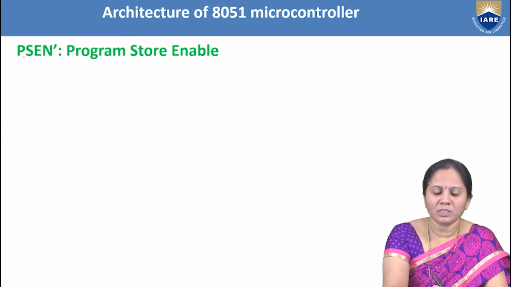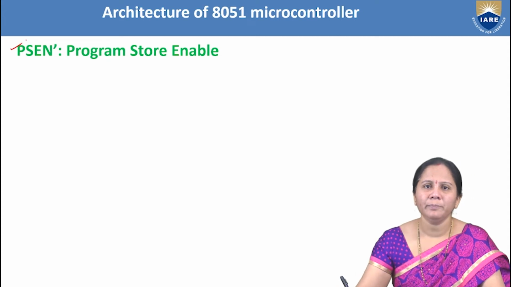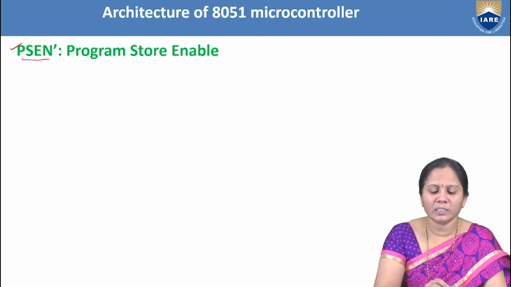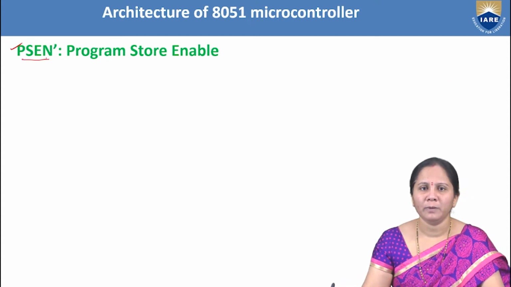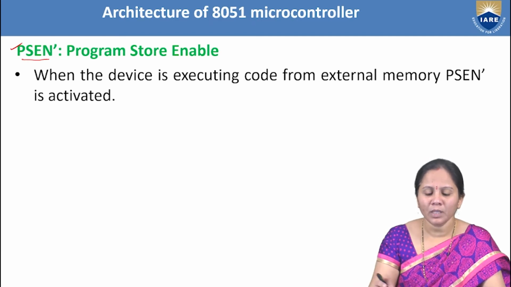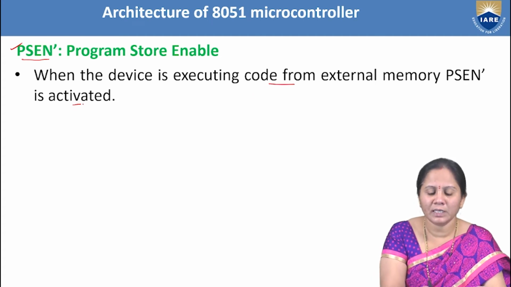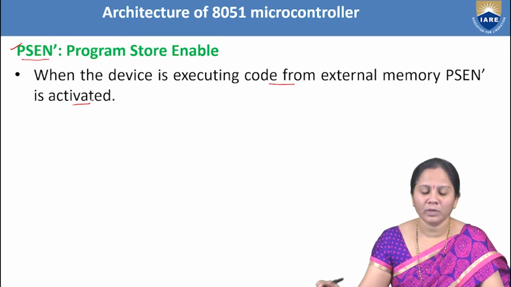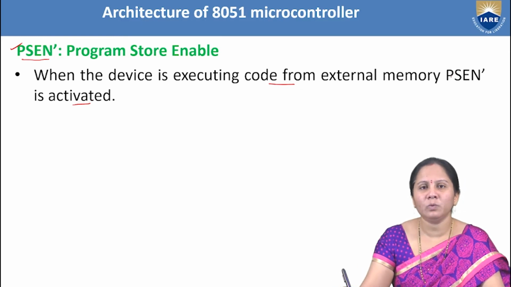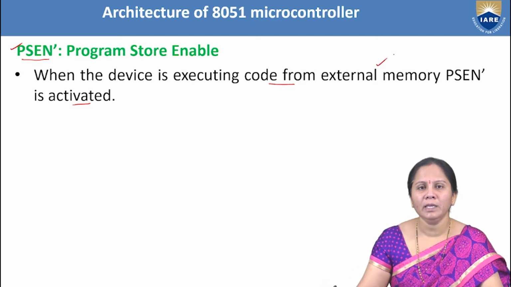Another control signal is PSEN bar. PSEN stands for program store enable. This is also an active low signal. When the device is executing the code from the external memory, then this PSEN signal is activated. So, this is the control signal that will be activated during external memory access.